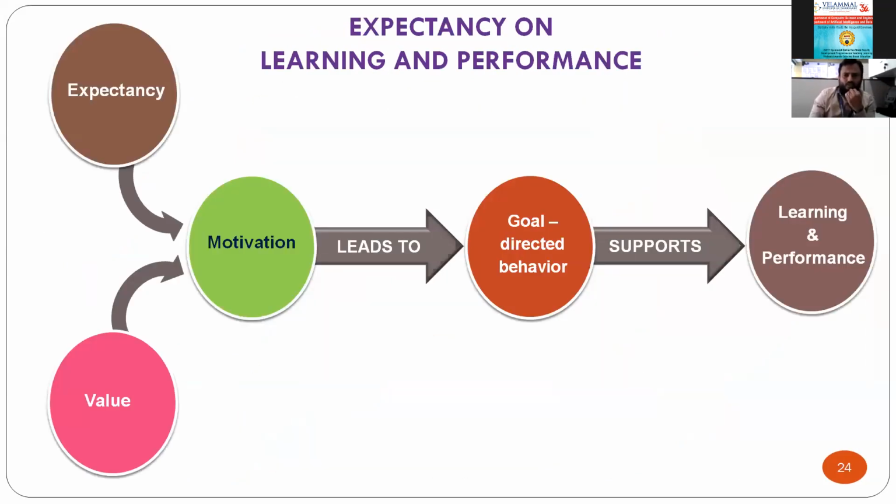So how do we convert it into a learning outcome? Expectancy and value is called motivation. That leads to goal directed behavior, and that supports the learning outcome. Without expectancy and without value, we are not able to motivate the particular student. So our competency, faculty teaching competency, is very very important to improve the learning outcome or learning performance.